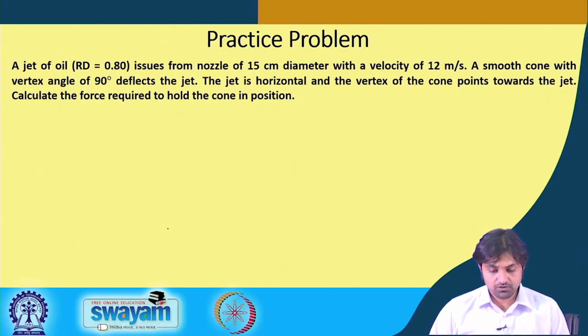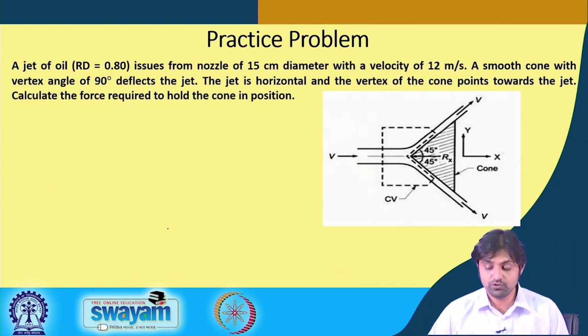Now we can solve one practice problem. This will be based mostly on Bernoulli's and the momentum or mass conservation equation. A jet of oil, relative density 0.80, issues from a nozzle of 15 centimeter diameter with a velocity of 12 meters per second. A smooth cone with vertex angle of 90 degrees deflects the jet. The jet is horizontal and the vertex of the cone points towards the jet. Calculate the force required to hold the cone in position.